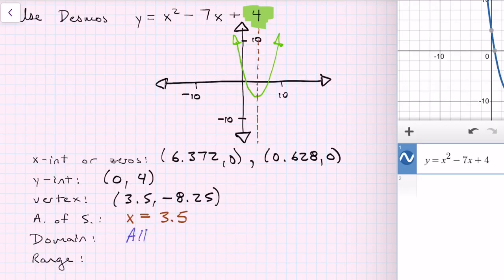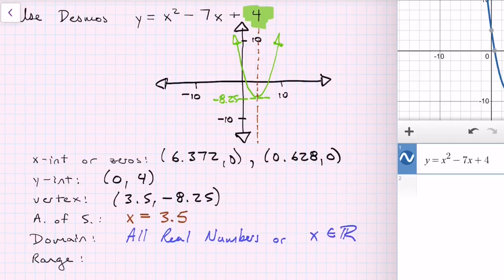The domain for any parabola, this is like a trick question because it's always the same. It's all real numbers, or you can write it with symbols: x is an element of the real numbers. The range, this time again, we have a minimum, and my minimum is the y value of the vertex. So I know the minimum here is negative 8.25.